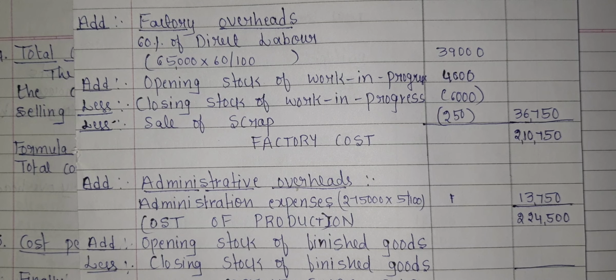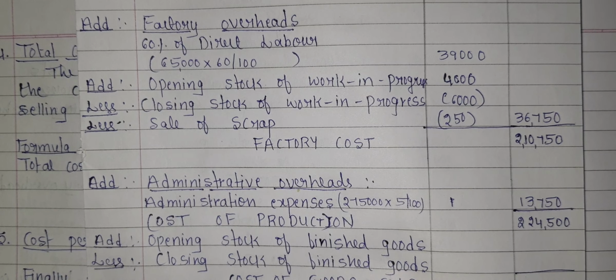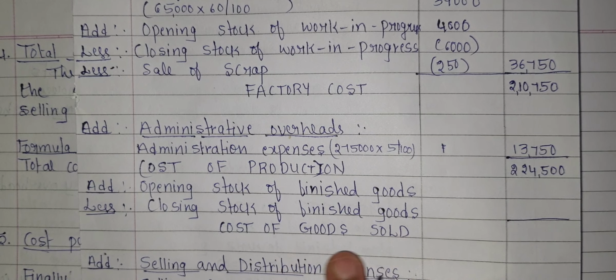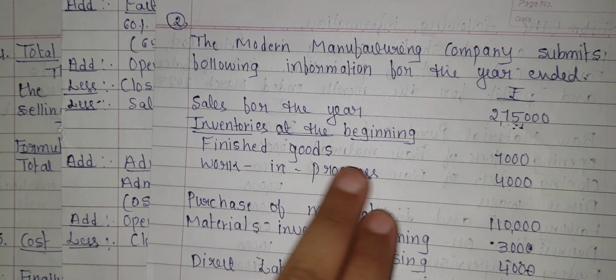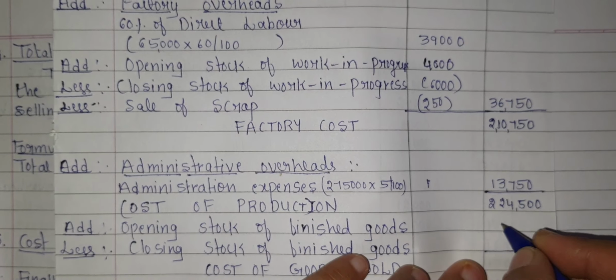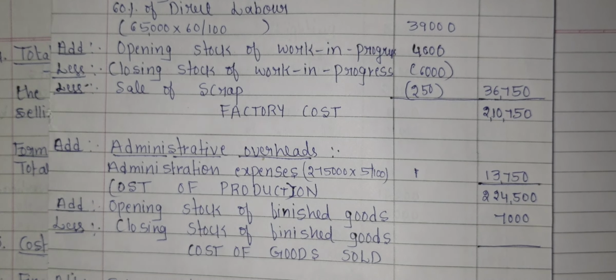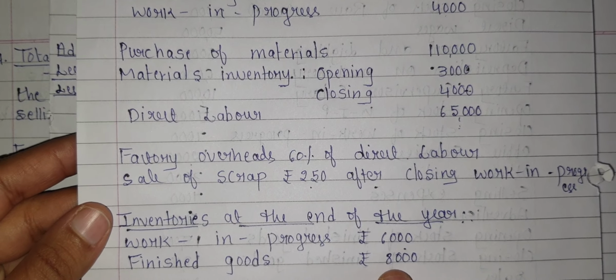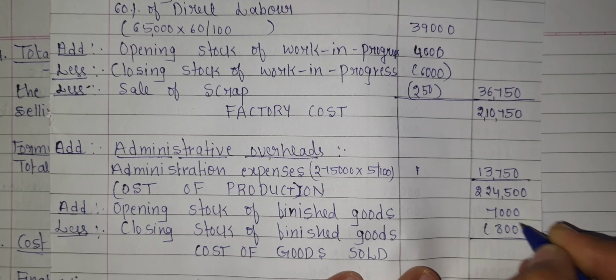Now we have to add opening stock of finished goods to the cost of production, and we need to deduct closing stock of finished goods. Then we will arrive cost of goods sold. See here, cost of goods sold. What is our opening stock of finished goods? Our opening stock of finished goods is rupees 7,000. Write down opening stock of finished goods is rupees 7,000, and closing stock of finished goods, that is rupees 8,000. Less rupees 8,000.